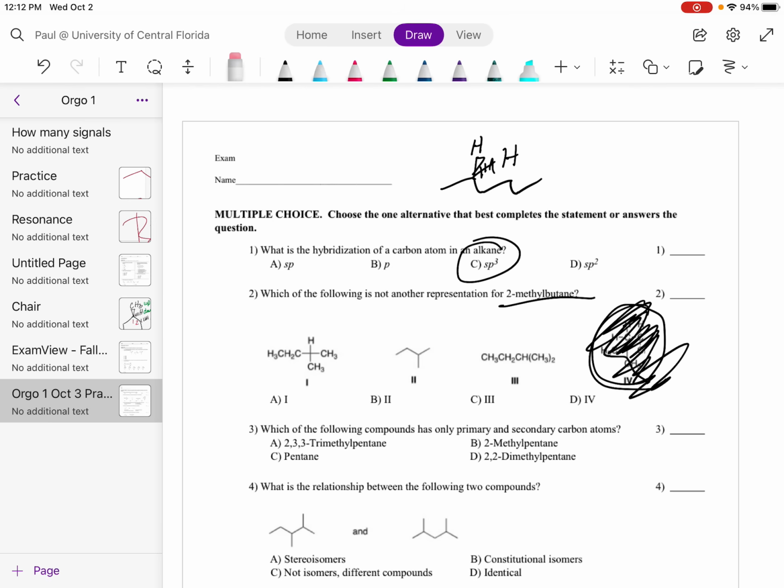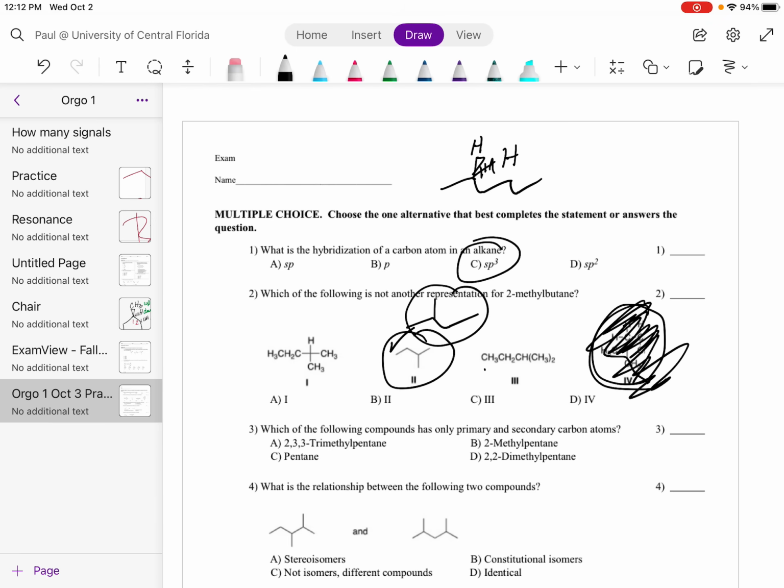Well, I would just draw out 2-methylbutane, okay, and so that would be 1, 2, 3, 4. That's 2-methylbutane. Now that structure that I drew right there matches that guy, so that's 2-methylbutane.